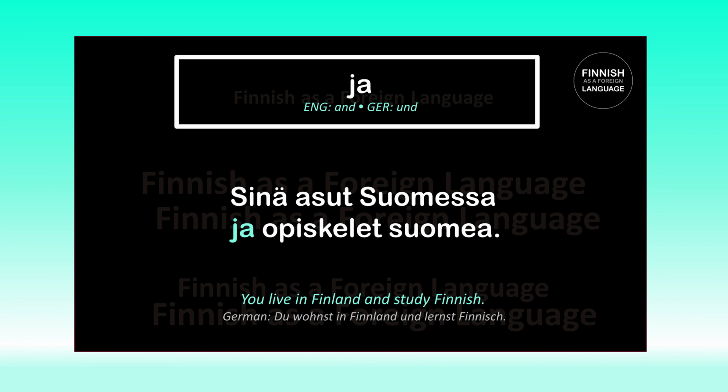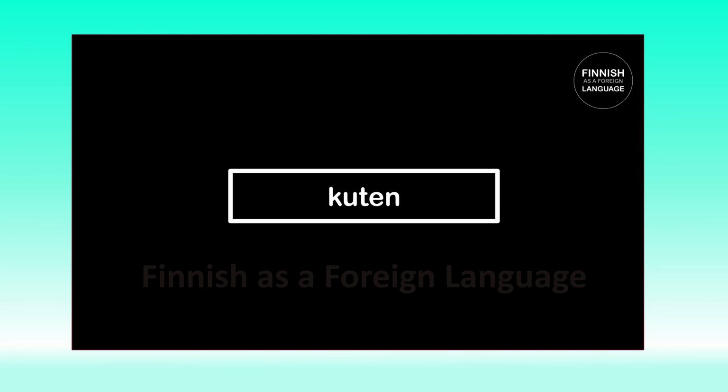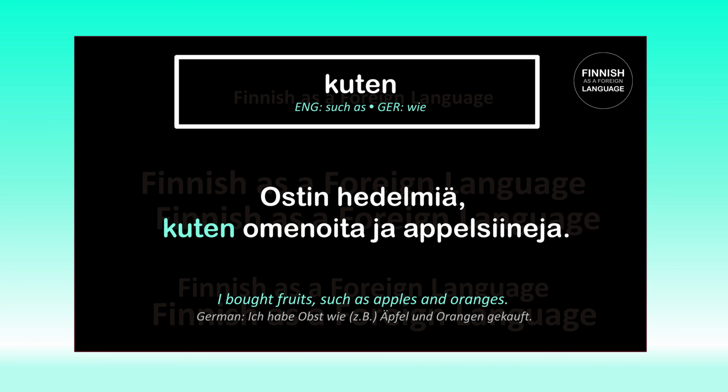So here our conjunction is ja, meaning and. Sinä asut Suomessa ja opiskelet suomea. You live in Finland and study Finnish. Next one is kuten, meaning such as. For example, ostin hedelmiä kuten omenoita ja appelsiineja means I bought fruits such as apples and oranges.